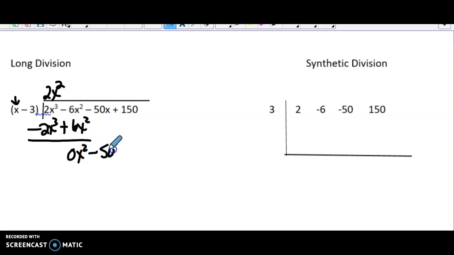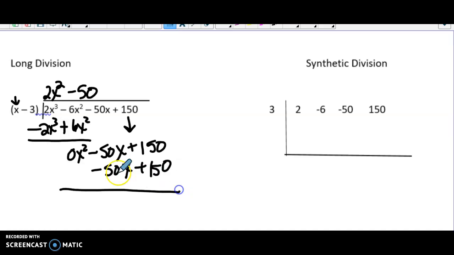I'll bring down the minus 50x. So now I'm thinking, okay, what do I multiply x by to get negative 50x, basically, right? And that would be negative 50. I'm sorry, it's a negative 50. Negative 50 times x is negative 50x. Negative 50 times negative 3 is positive 150. I would, of course, bring this positive 150 down as well. When I subtract, that's adding the opposite. Well, great, I get a remainder of 0.